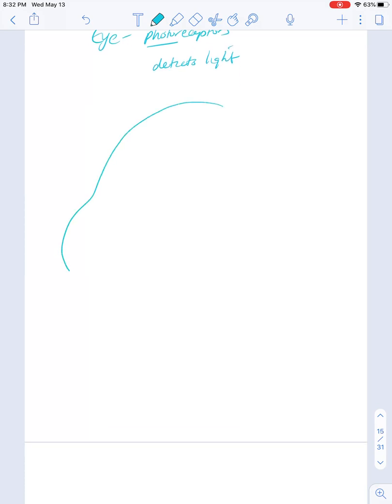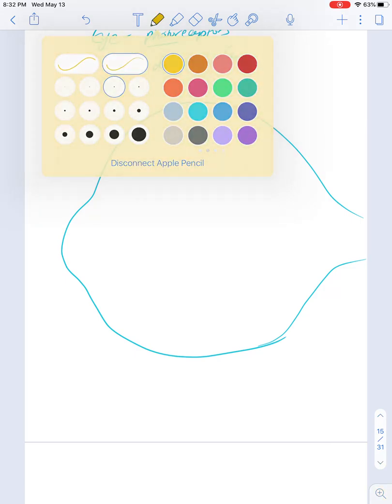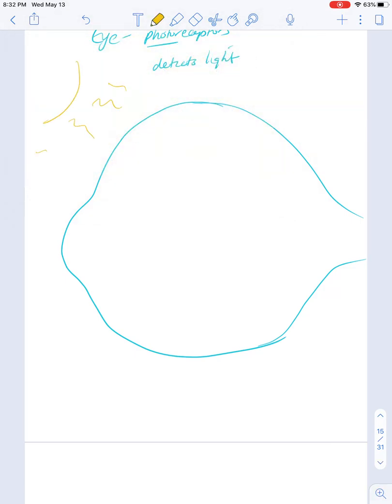You have to be able to look at the eye. The eye contains photoreceptors. So a photoreceptor detects light. So your eyes are actually really special because they are designed to detect light, and they detect a specific wavelength of light. So if there's sunlight, here's sunlight coming in, right? Sunlight enters your eye through here, and you bend the light. You want to bend the light to a certain point, and we're going to talk about that in a second. But first we want to look at the eye.